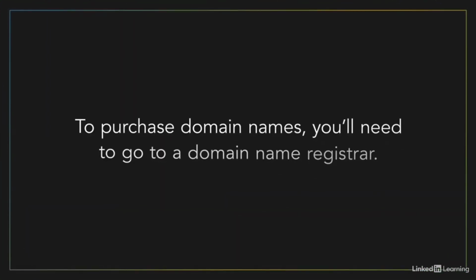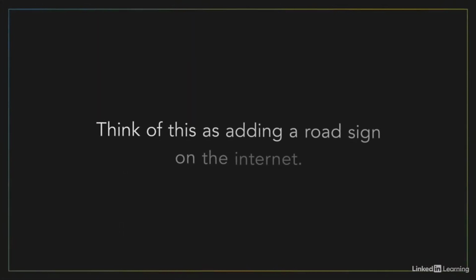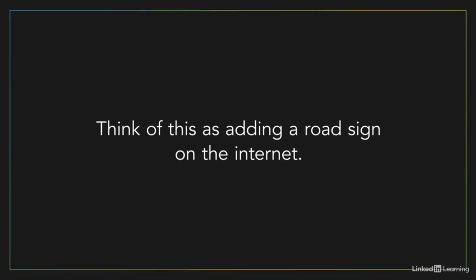To purchase domain names, you'll need to go to a domain name registrar. Your web host may sell domain names for purchase, which is often the easiest solution for those who are just starting out. Alternatively, you may buy your name from a domain name registrar like domains.google. Once you've purchased the name, you'll need to work with your web host to point the name from the registrar to the hosting. Think of this as adding a road sign on the internet.